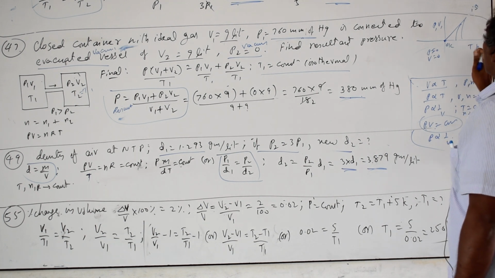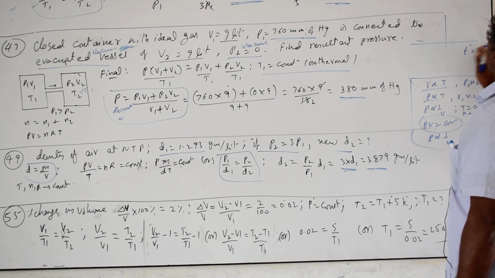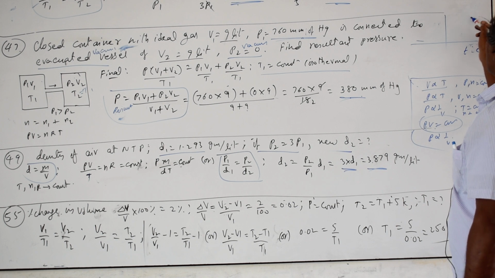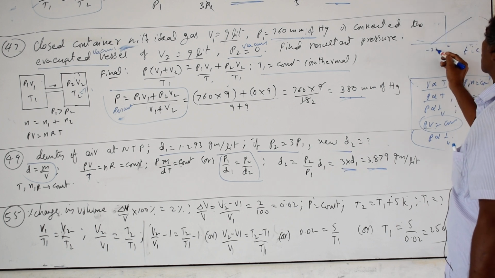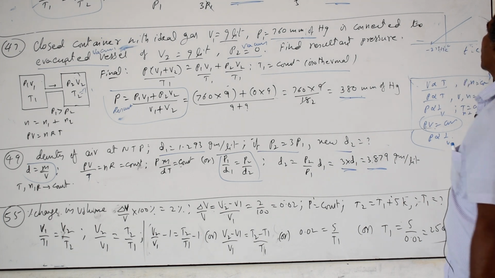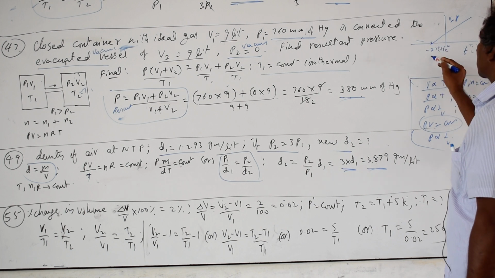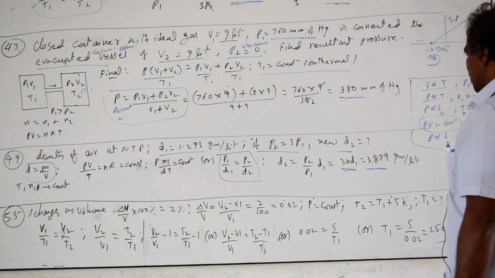And if you take the same graph in the centigrade scale, the graph will intersect the temperature axis at minus 273.15 degrees centigrade. The volume and pressure become equal to 0 at this point. That is taken as 0 Kelvin on the Kelvin scale.